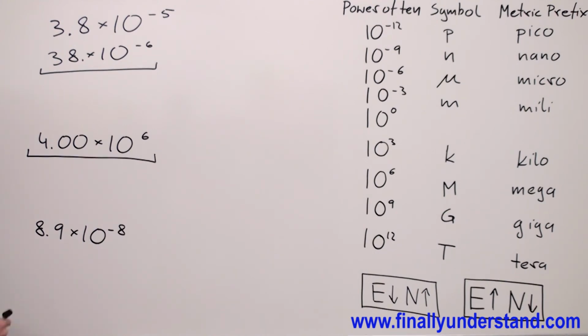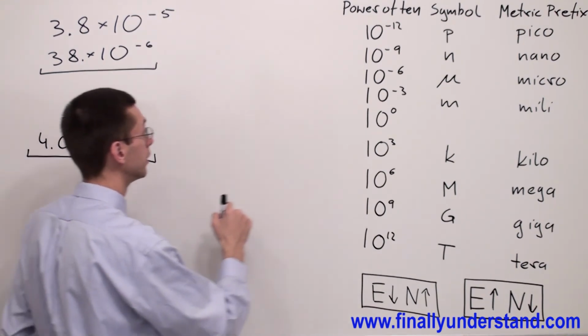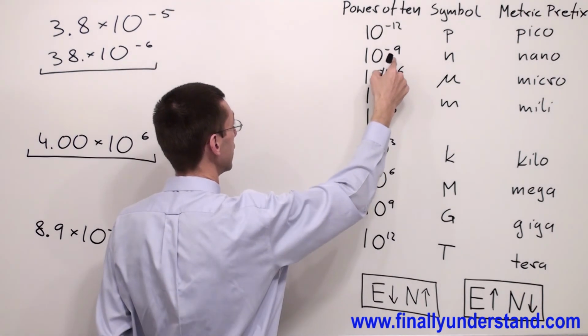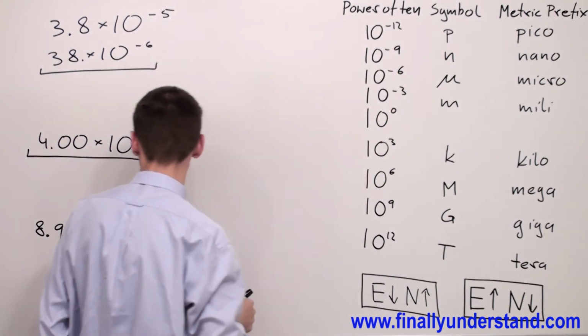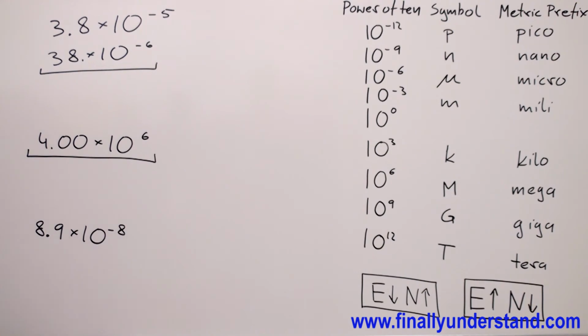I have 8.9. The number on the left side of the decimal point is 8. 8 is between 1 and 999. The power of 10 has exponent -8. -8 is between -6 and -9. Anytime the exponent gets smaller, the number is going to get bigger. Okay, so I'm going to convert my exponent to -9.